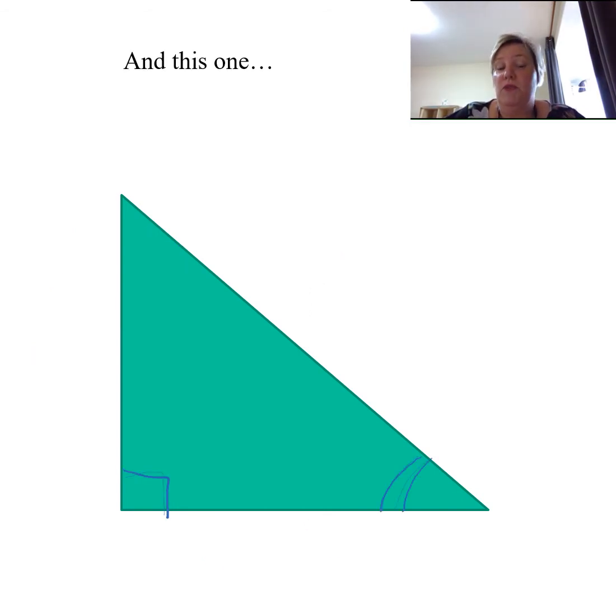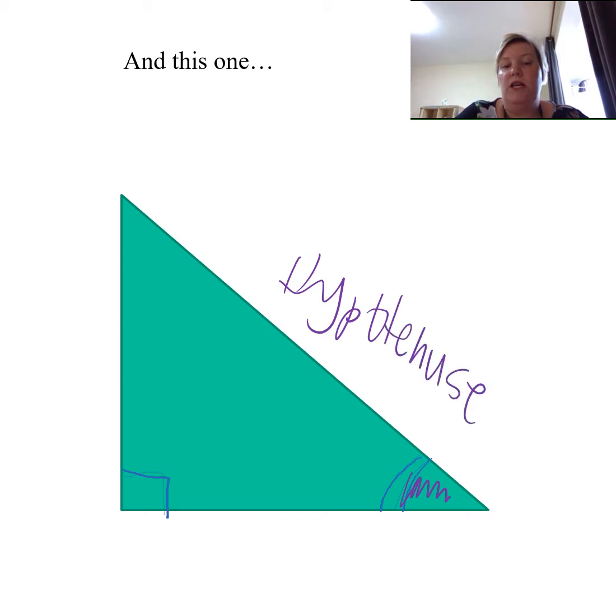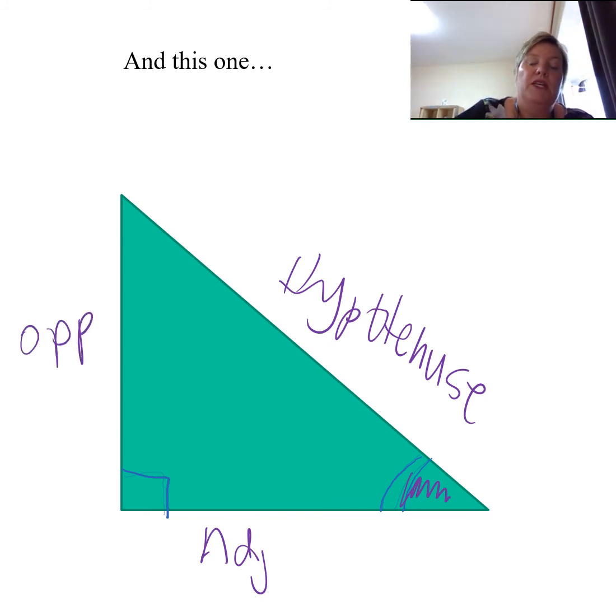Okay, and then this one, which is the same triangle, but this time I've moved the angle. Hypotenuse, we know how to spot those really well. And then have a look. This time the angle is down the bottom with the right angle, so this side is the adjacent, and this side over here is the opposite. It's very, very important that you get that right because everything else in trig relies on you labeling the triangle the right way in the first place.